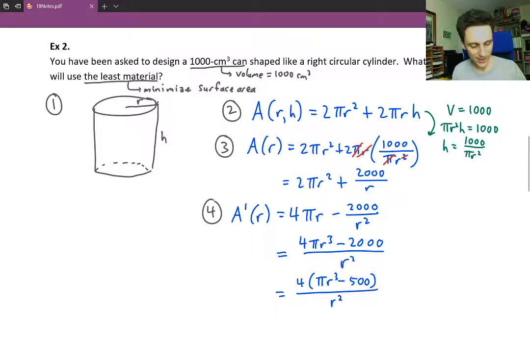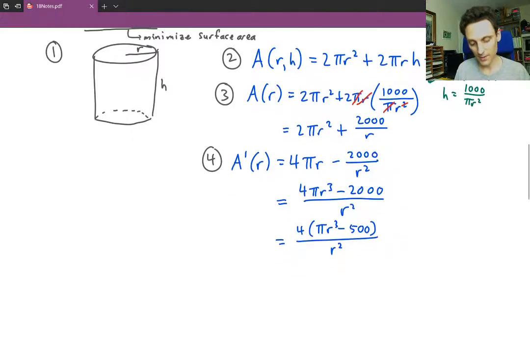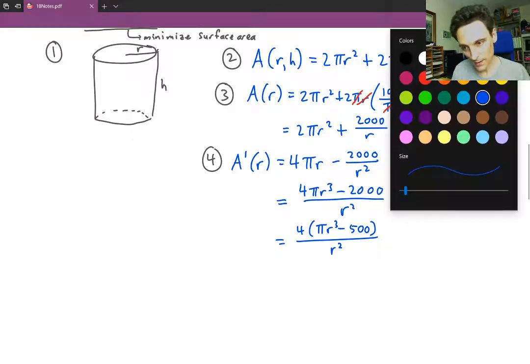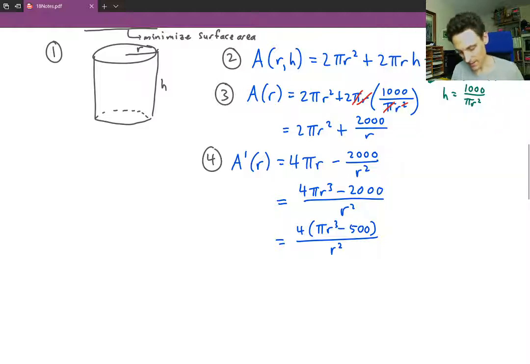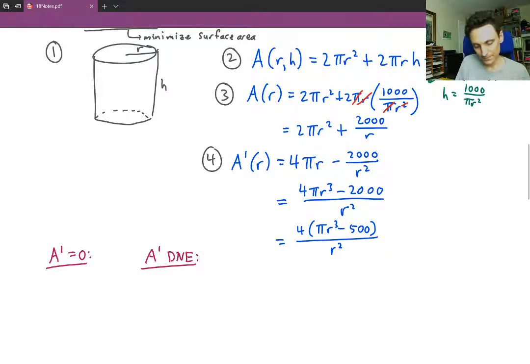Not super necessary in this particular case, but if we're used to combining and factoring, it makes it easier to think about the A prime equals 0 and the A prime does not exist cases. You just look at the top and the bottom. So let's take those cases. A prime equals 0. And A prime does not exist. It's going to be 0 when the top is 0.